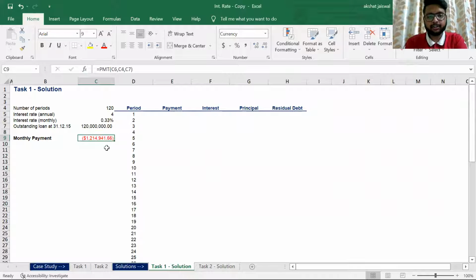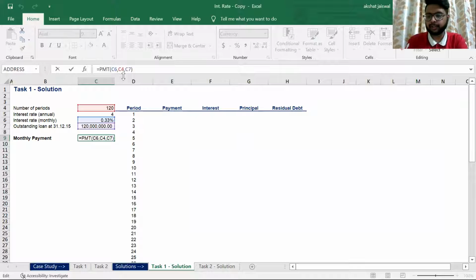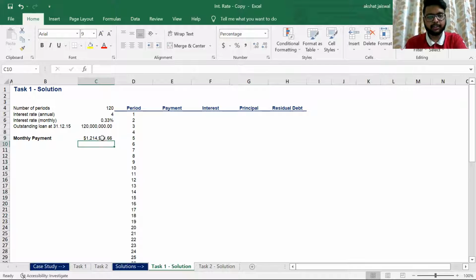Now here you can see it is showing me in red color. It is basically telling you it is in minus. Since we cannot show it in minus, just add a minus symbol before the function PMT. Just add it and press enter. So now this has gone, which means the amount is positive. It is only because I have added the minus here, before the function PMT.